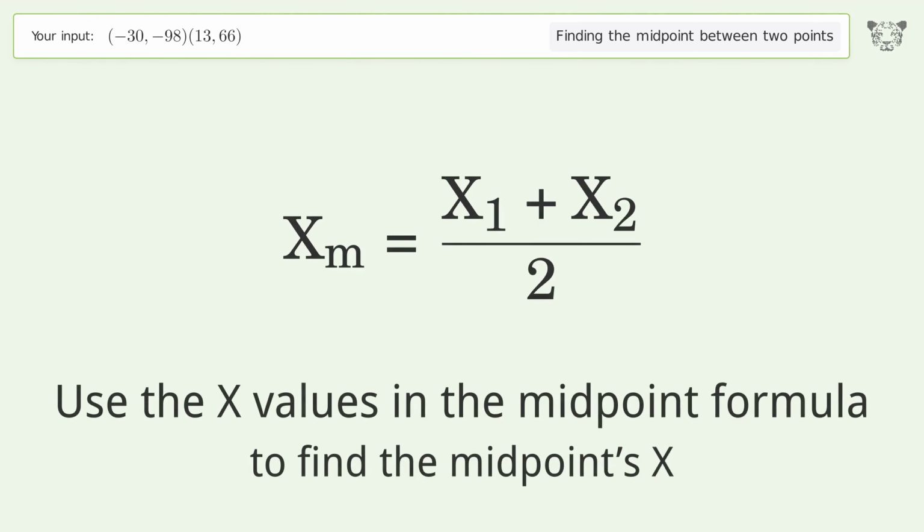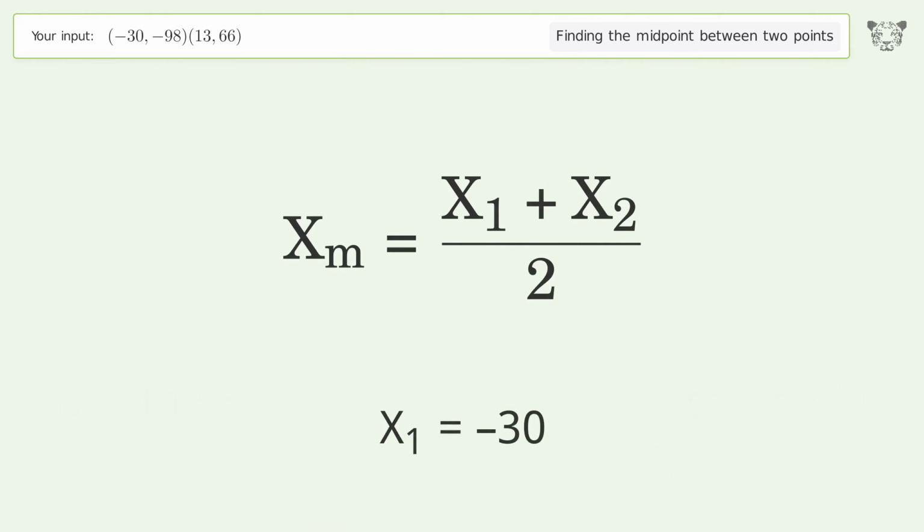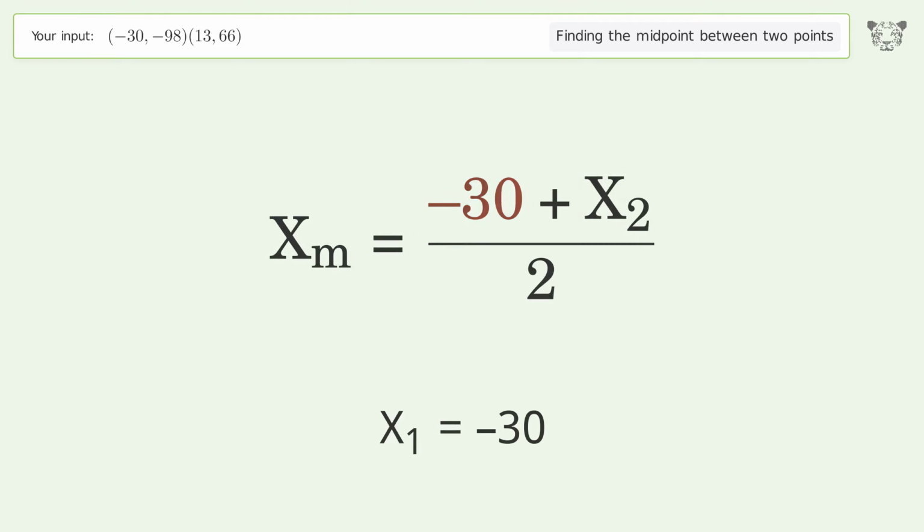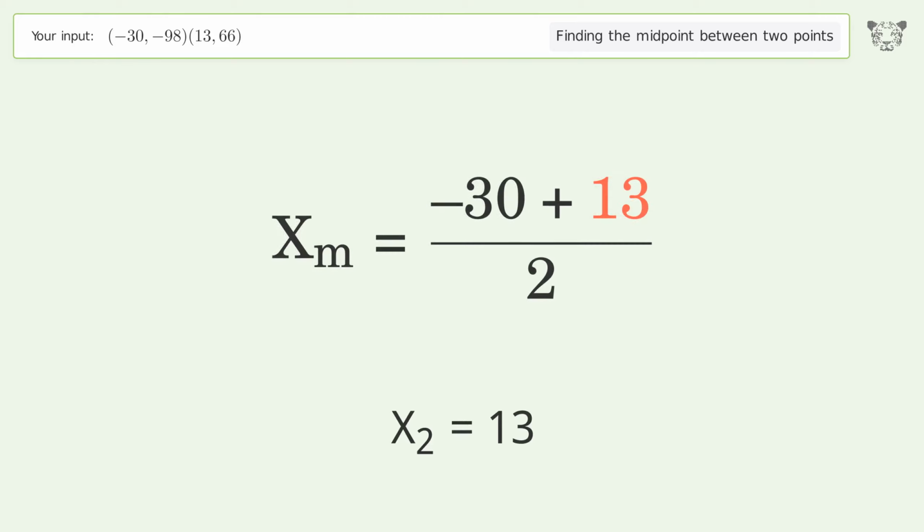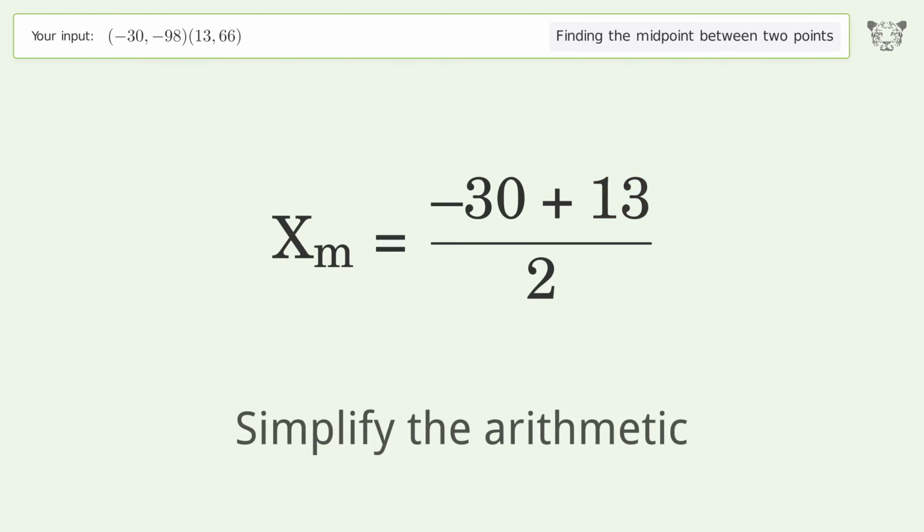Use the x values in the midpoint formula to find the midpoint's x. x1 equals negative 30. x2 equals 13. Simplify the arithmetic.